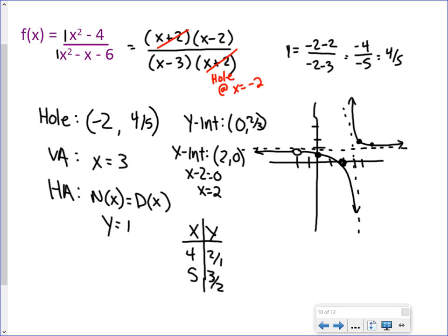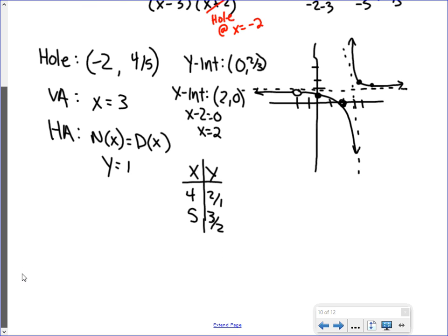So your biggest issue that I want you to be thinking about in tonight's homework is really focusing on that factoring piece and making sure that you find your hole. I have one other thing that I'm going to say real quickly, and that's about domain and range, because the book might ask you to say domain and range.